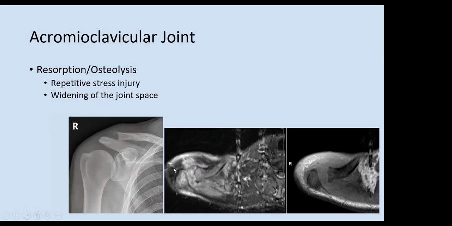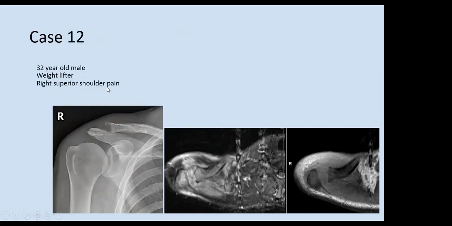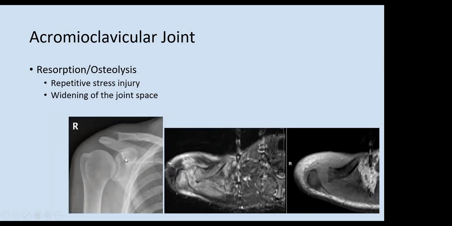So this is bony resorption or osteolysis that happens because of repetitive stress injury, because remember the history was weightlifter. So those weightlifters present with osteolysis of the clavicle and synovitis of the joint because of repetitive overuse of the ACJ.